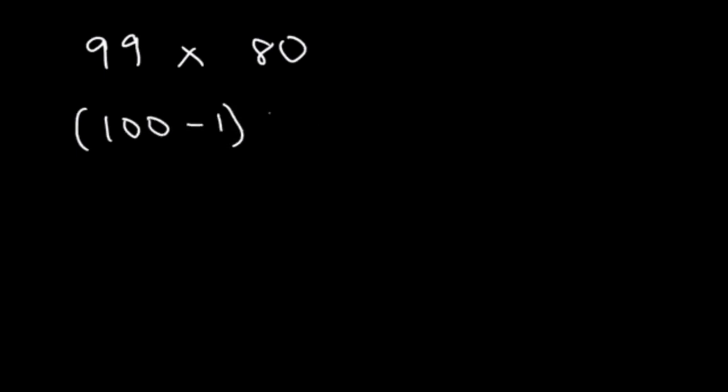So what about this one? What's 99 times 80? Based on the last example, you know that the best way to do this is to rewrite 99 as 100 minus 1, and then multiply it by 80. So 80 times 100. Well, 8 times 1 is 8, and then all we got to do is add the 3 zeros. So this is going to be 8,000.